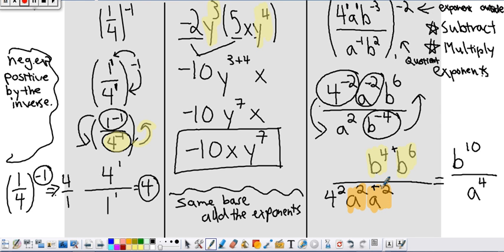And just because I should simplify any number that I can find a square or a root to, I'm going to multiply out 4 squared to get the number 16. So your final answer is b to the power of 10 over 16a to the power of 4.